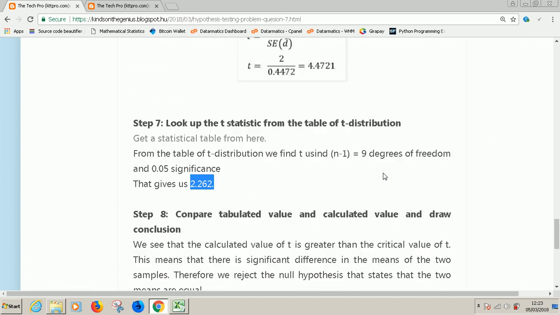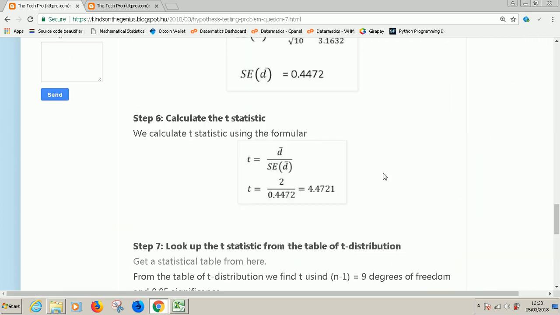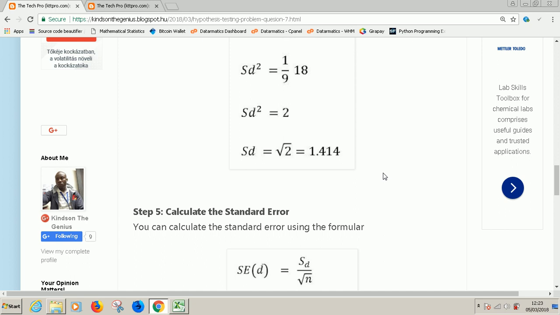Alright, so this is how to perform the student t-test or paired sample t-test.